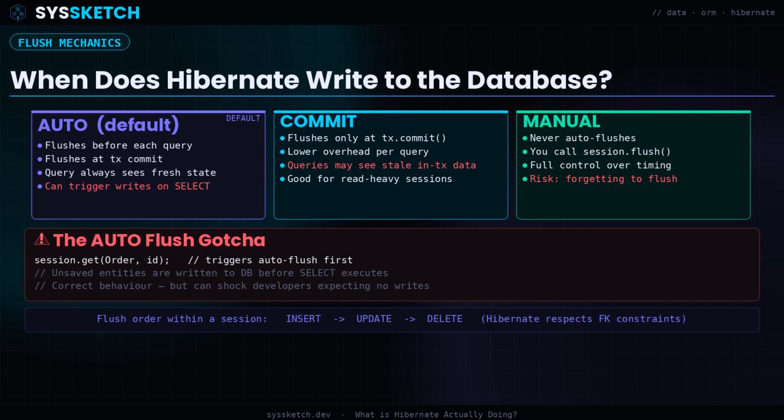Commit flushes only at transaction end, lower overhead, but queries might see stale data within the same transaction. Manual gives you full control. Hibernate never flushes unless you call session.flush explicitly. Understanding when Hibernate flushes explains a whole class of puzzling behaviors. Why a read-only query sometimes generates writes, why performance degrades under large sessions, and why the order of operations sometimes matters more than you expect.